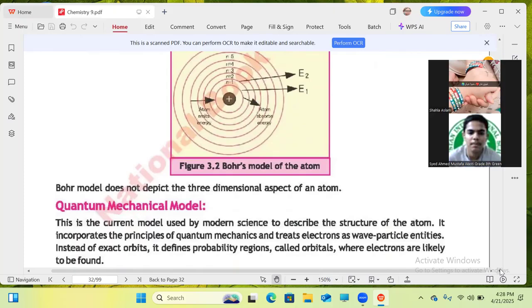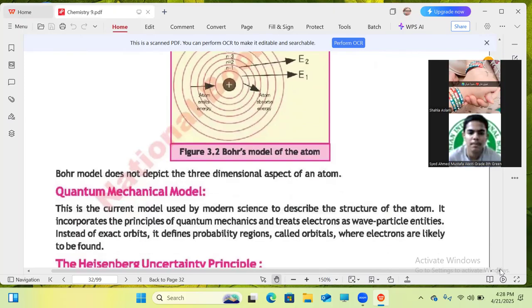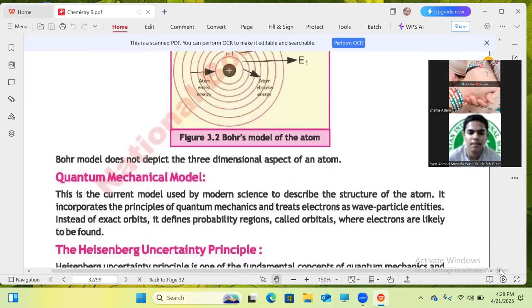The quantum mechanical model is based on modern science, which describes the structure of an atom, and it mainly incorporates the principles of quantum mechanics. So what do you mean by quantum mechanics? Just tell me. As we described in the previous lecture, quantum mechanics describes the behavior of light and matter at the atomic and subatomic level.